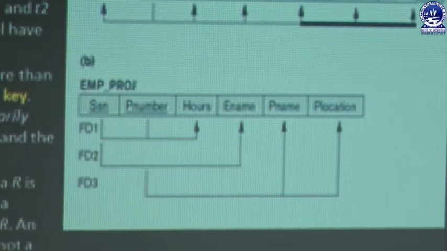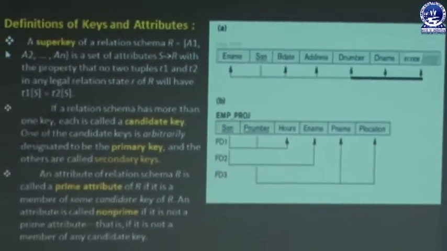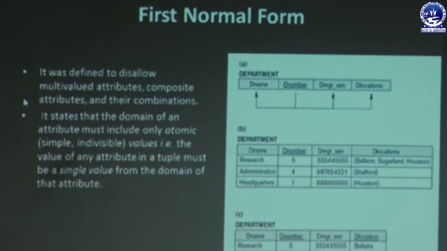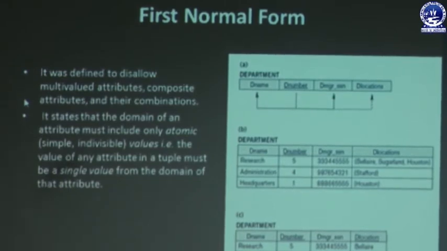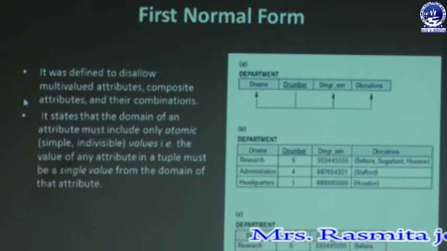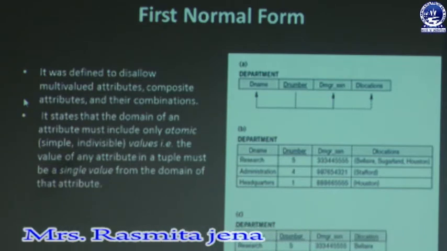Then we have to know what first normalization is, what the definition of first normalization is, and what the certain criteria for first normalization are. This is known as the first normal form, or you can call this 1NF or first normalization. So what is first normalization? It was defined to disallow multi-valued attributes, composite attributes and their combinations. It states that the domain of an attribute must include only atomic values, meaning only simple and individual values. The value of any attribute in a tuple must be a single value from the domain of that attribute.